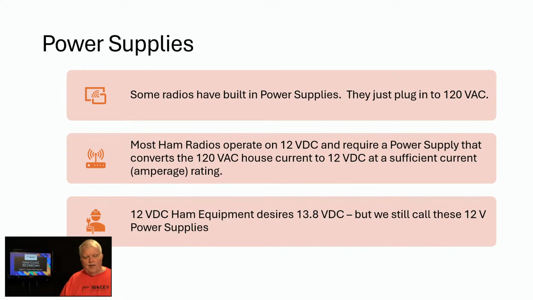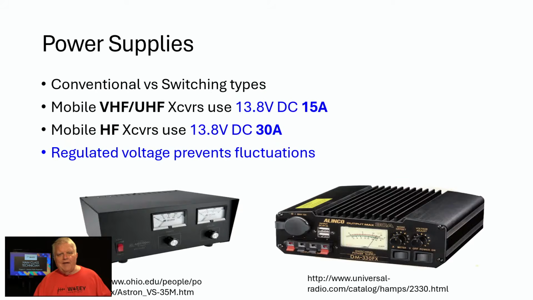volt power supply. And you could operate the radio on a battery, but it's kind of awkward in your house. So you can buy power supplies. You'll see them at ham fests, and there are two main types.